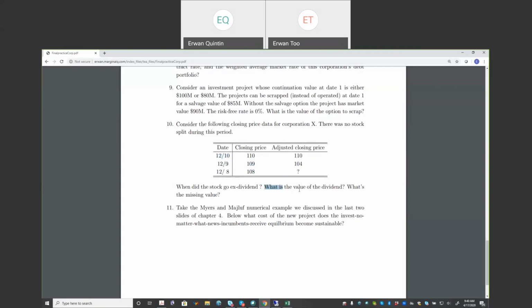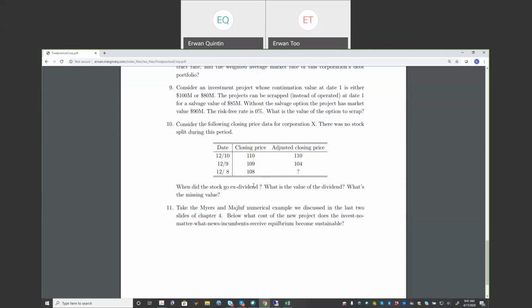Then the second question is, what is the value of the dividend? Just like we discussed in video 9, the value of the dividend is going to be the gap, the size of the gap between the raw series and the adjusted series on the day before the ex-dividend day. So here the size of the dividend, simply put, is $5, 109 minus 104.